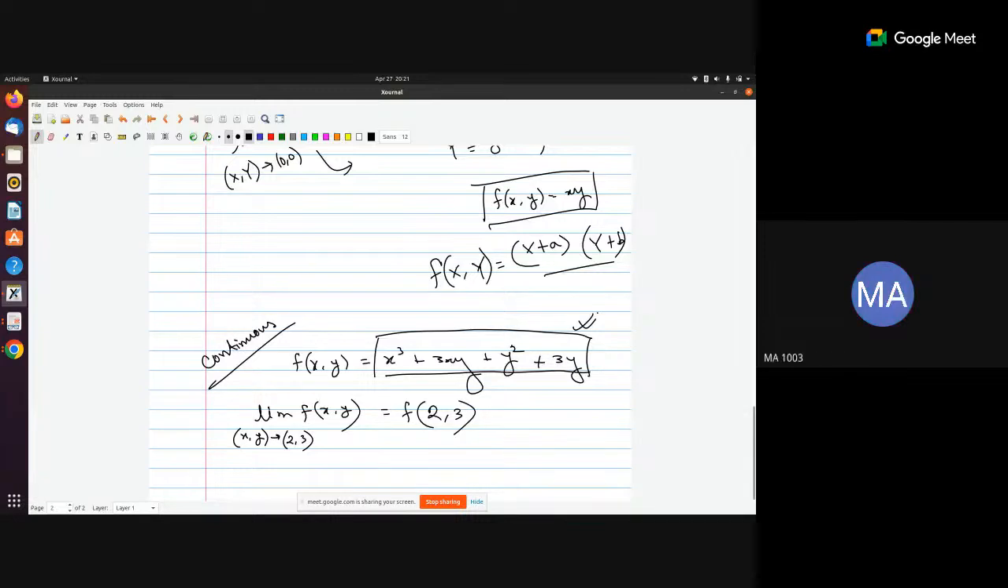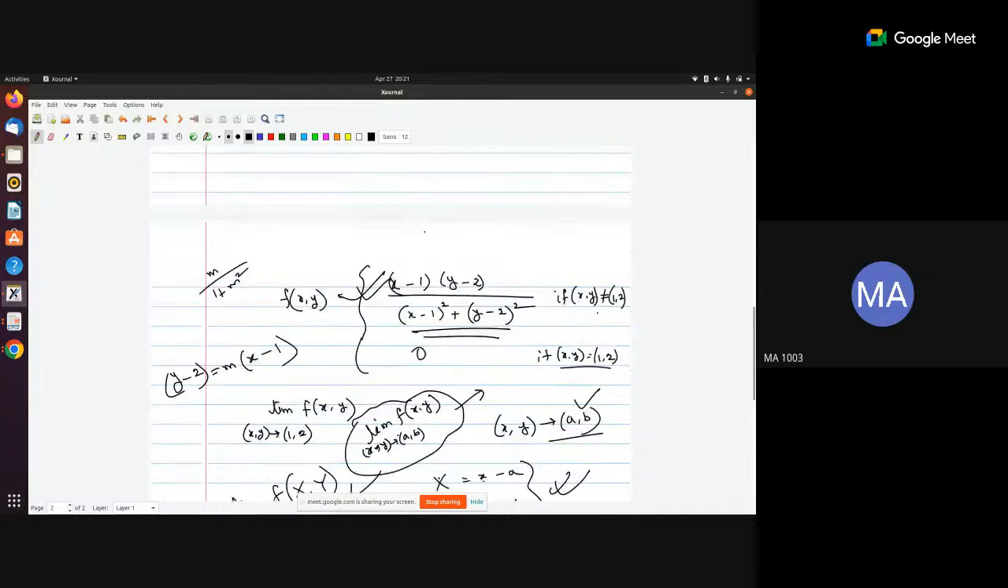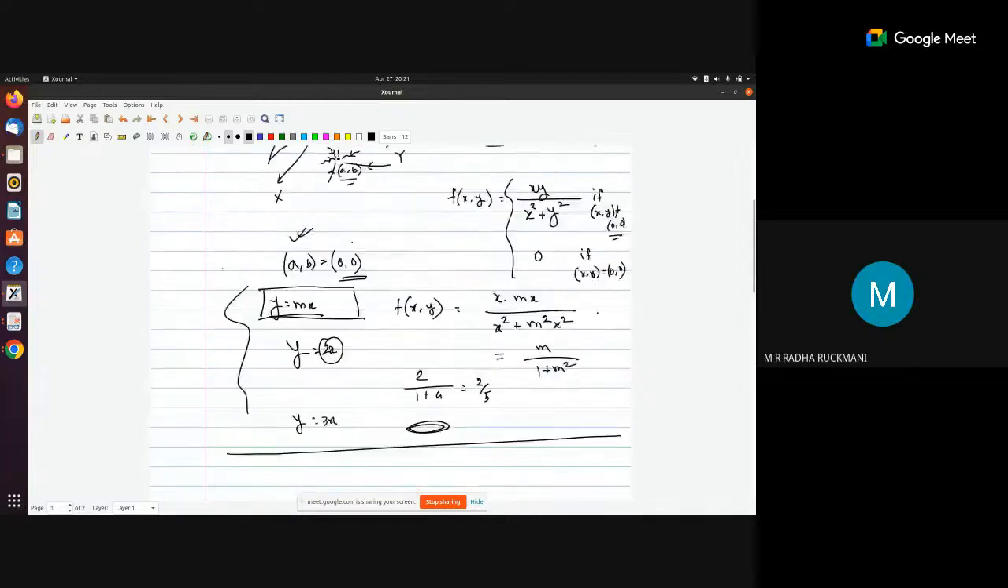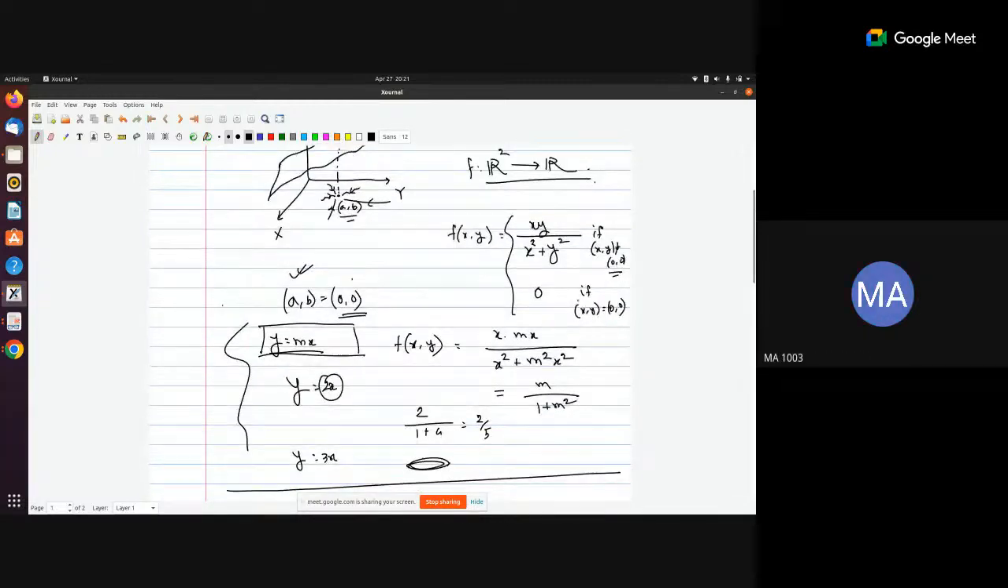Right. Generally, in those cases, because two different types of function are used to define a particular function, right? Around or at the origin, it is something else. Other than the origin, it is something else. So there may be a chance of a limit does not exist type of case, and we can arrive at that conclusion, right? That is why we are checking.